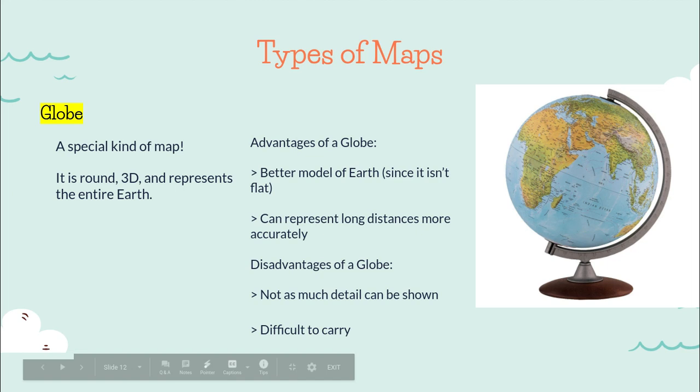Now, there are some disadvantages of a globe, some not so good things. Number one, not as much detail can be shown. It's very difficult to read. You can't show specific information, right? You can't tell the most practiced religion in Africa on this map. You can't go into great detail. And also, globes are very difficult to carry. Try carrying around a globe in your pocket. It's not happening. So, difficult to carry.